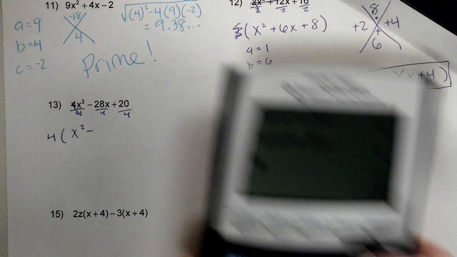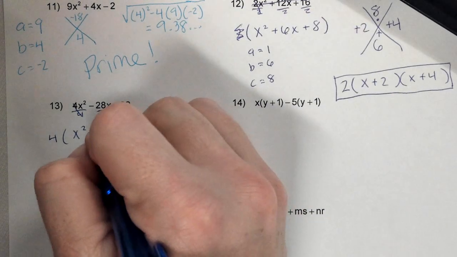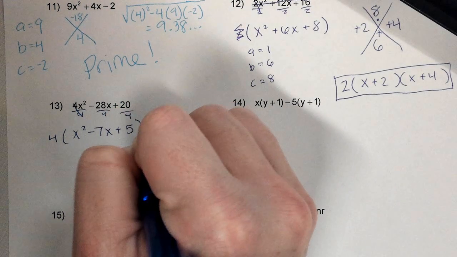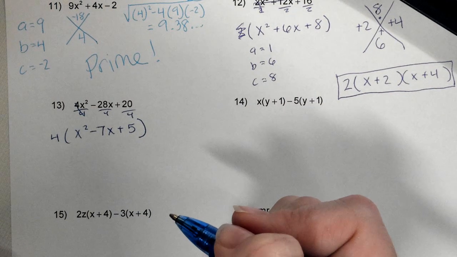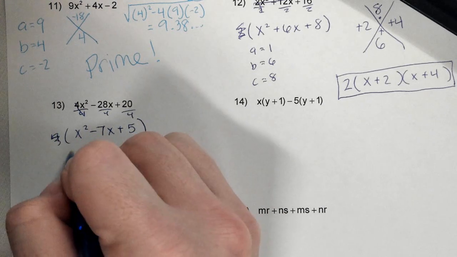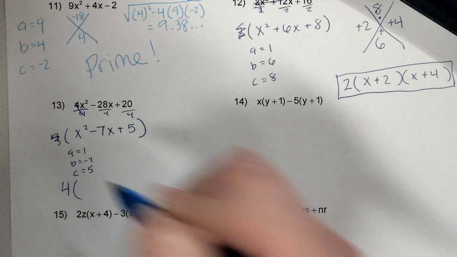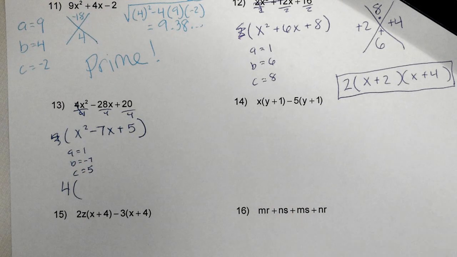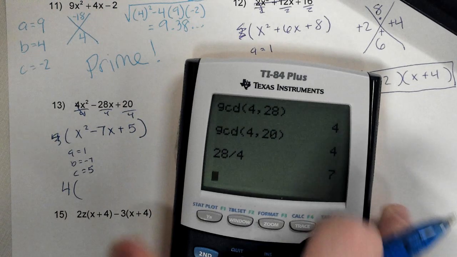I think it's 7. I don't know why. Can't do that in my head. It is. So put the 4 down here so you don't forget about it. A equals 1, B equals negative 7, C equals 5. I don't know why I feel like that's not possible.